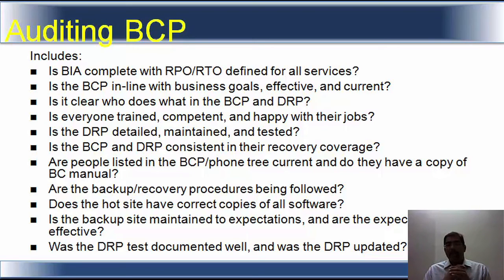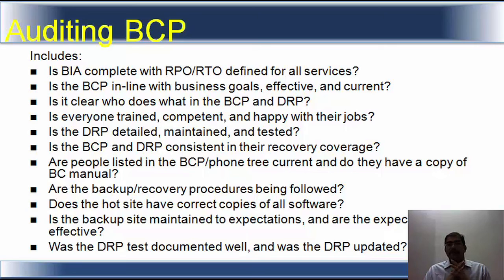Is the DRP detailed? Is it maintained? Is it tested on a regular basis? That should be audited. Is the BCP and DRP consistent in their recovery coverage? Now, BCP is a bigger, larger document. DRP is a portion of that. Both have to be consistent and complementary to each other. Are people listed in the BCP or phone tree current? And do they have a copy of the business continuity manual?